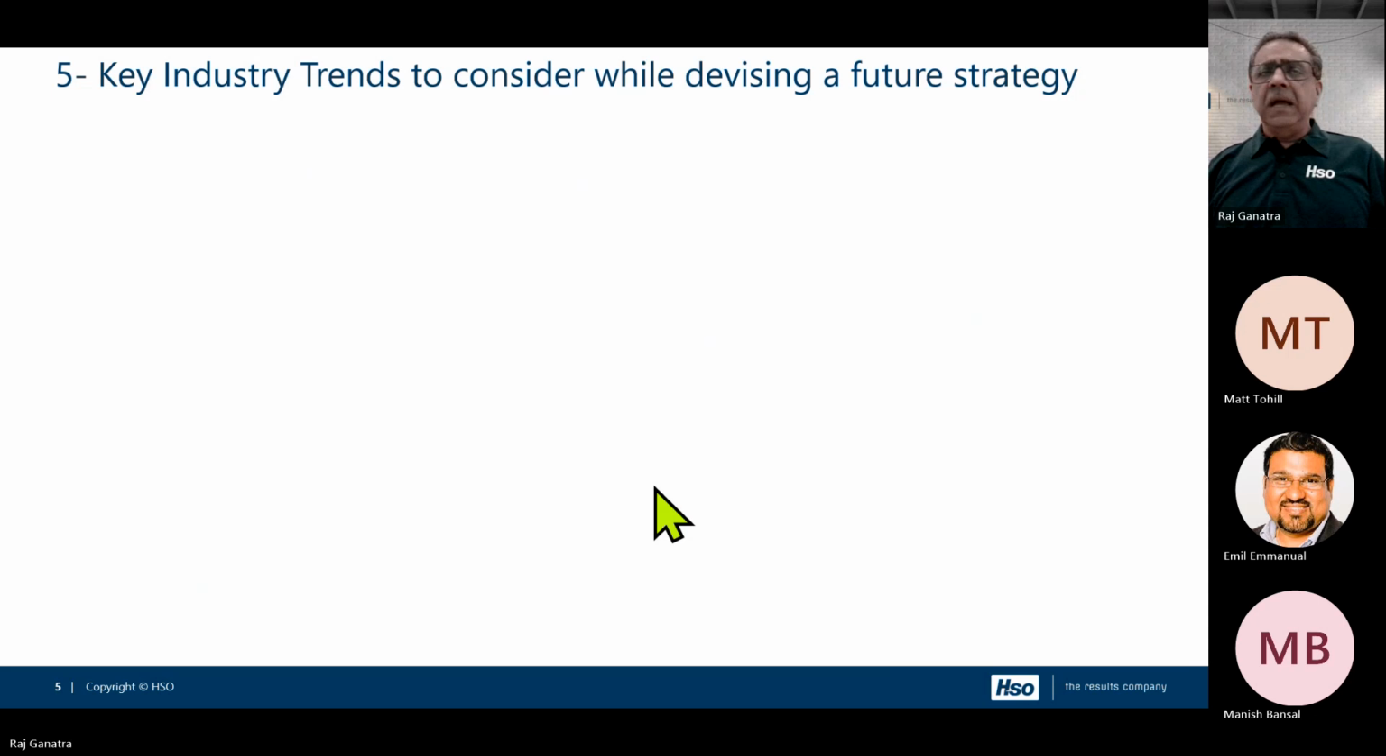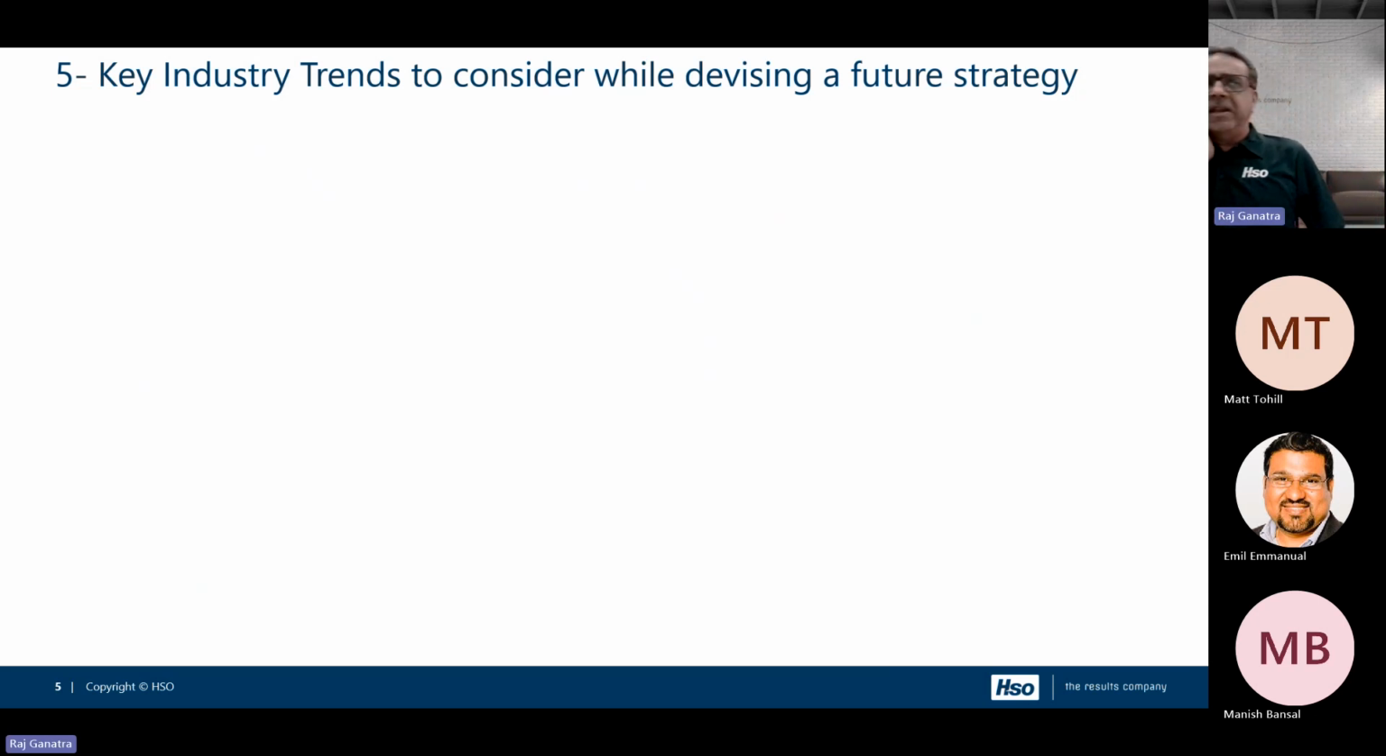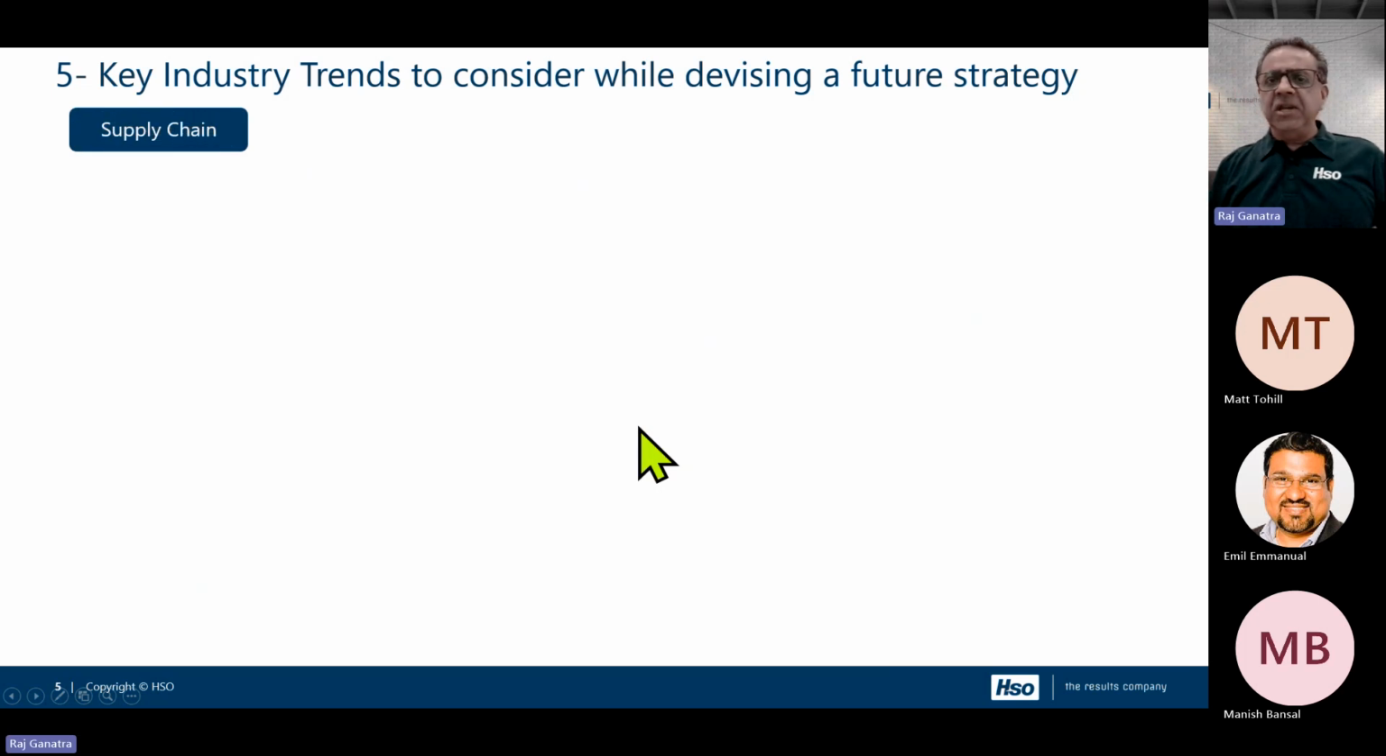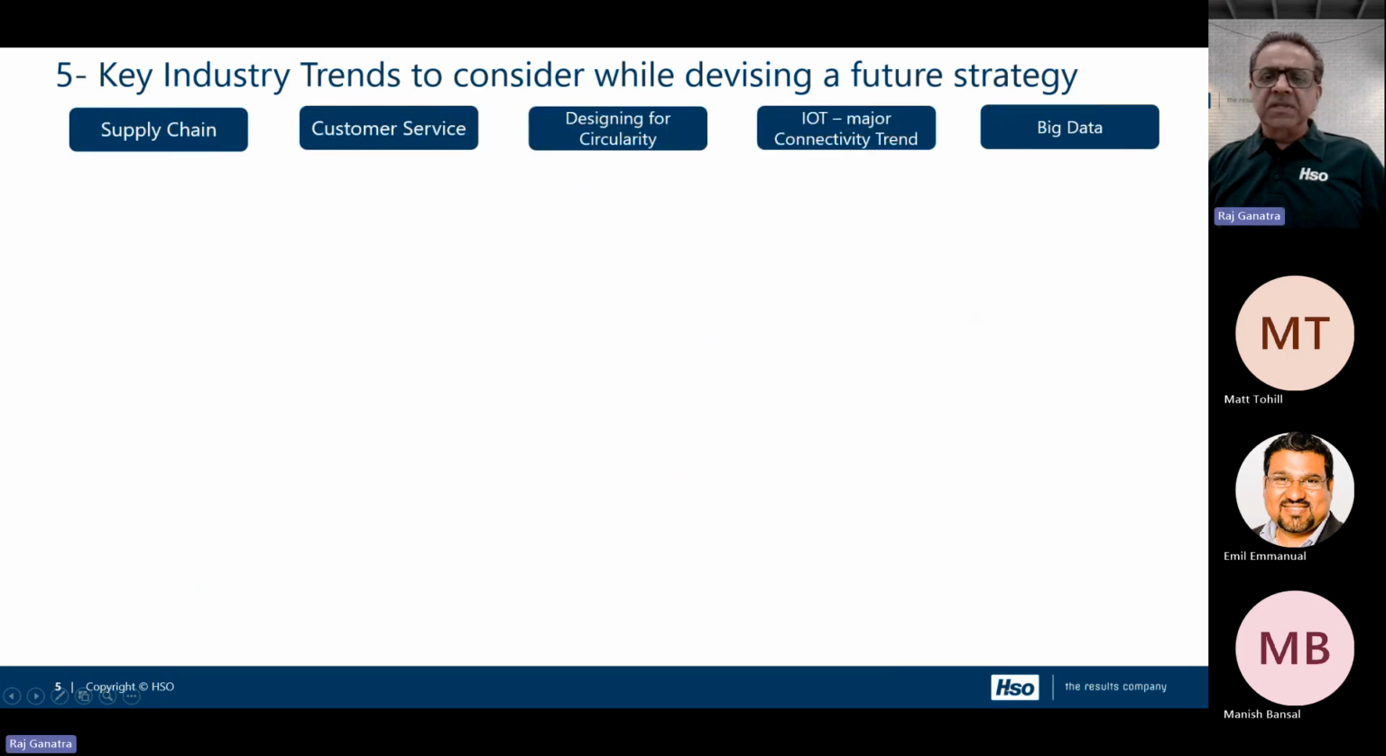Moving forward, I just wanted to touch on the 5 key industry trends to consider while you are devising your future strategy around this transformation journey. The 5 key areas I'm going to touch on and talk about are supply chain, customer service, designing for circularity, IoT, and big data. Those are the key areas I'm going to talk on.